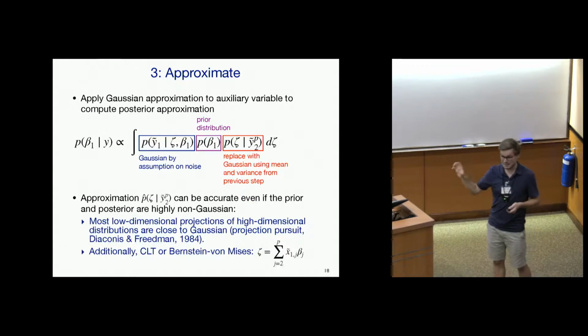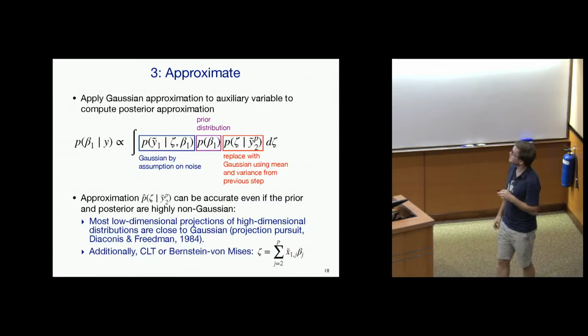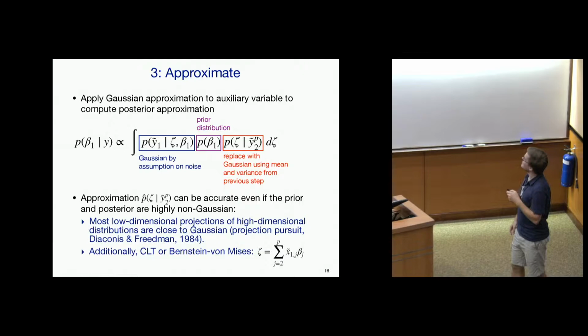Then we're going to use the mean and covariance, so let's see what we're looking at here. The goal is to find this marginal posterior. The marginal posterior, up to a proportionality constant, can be written, because it's a scalar model, as a scalar likelihood term. Then we have the prior on beta 1, and then we have the prior or posterior, depending on how you want to look at it, of this auxiliary variable. We already computed the mean and the covariance of this auxiliary variable, so now we're going to put a Gaussian on this zeta.